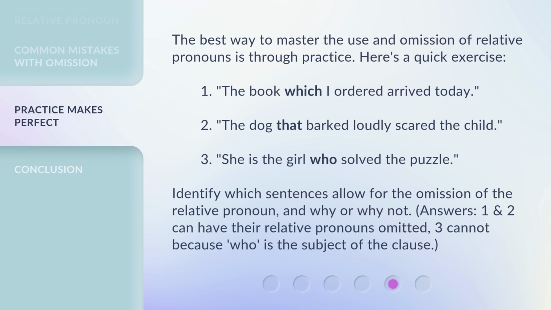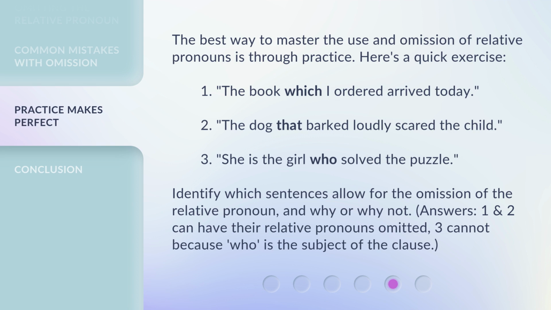The best way to master the use and omission of relative pronouns is through practice. Here's a quick exercise. 1. The book which I ordered arrived today. 2. The dog that barked loudly scared the child. 3. She is the girl who solved the puzzle. Identify which sentences allow for the omission of the relative pronoun, and why or why not.